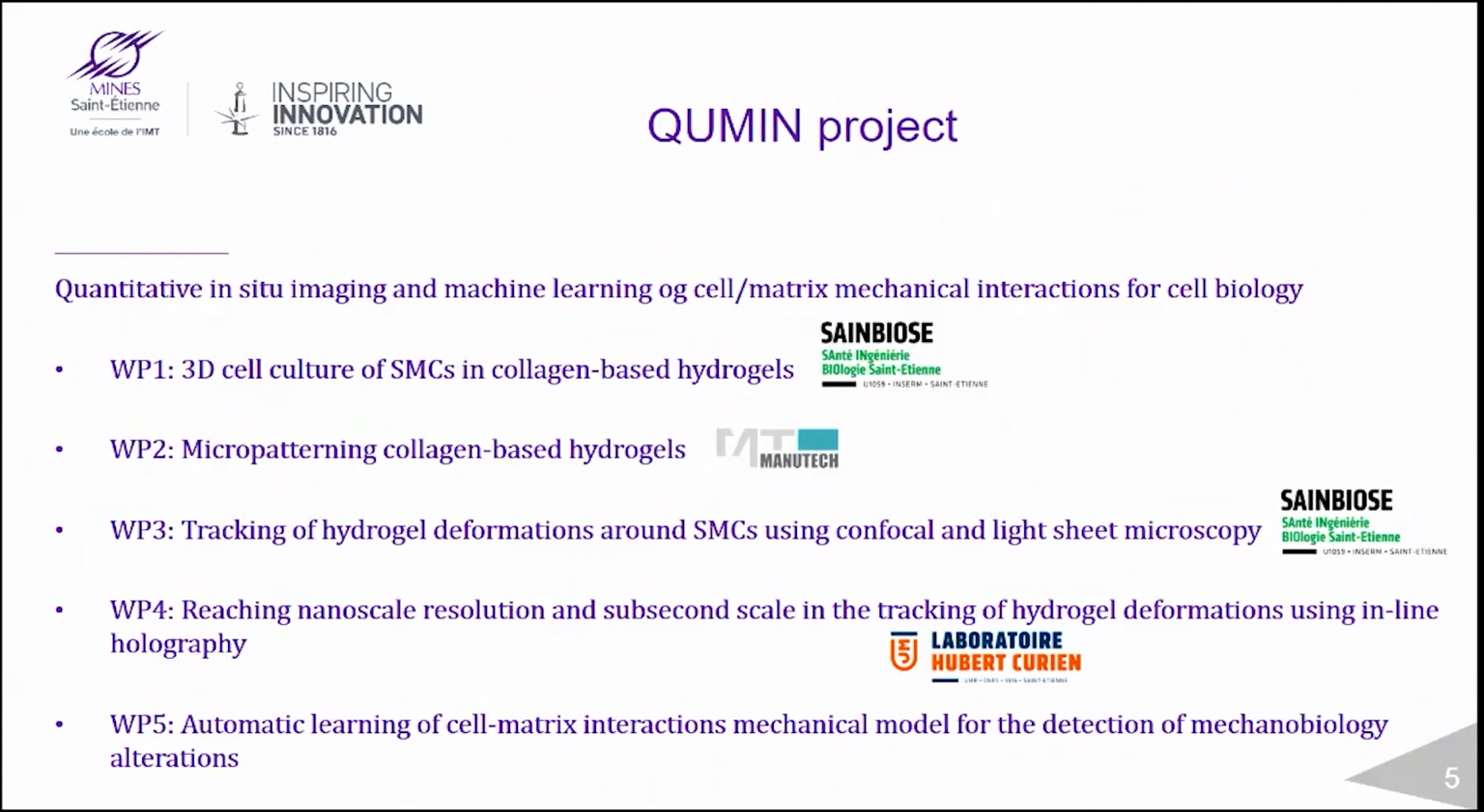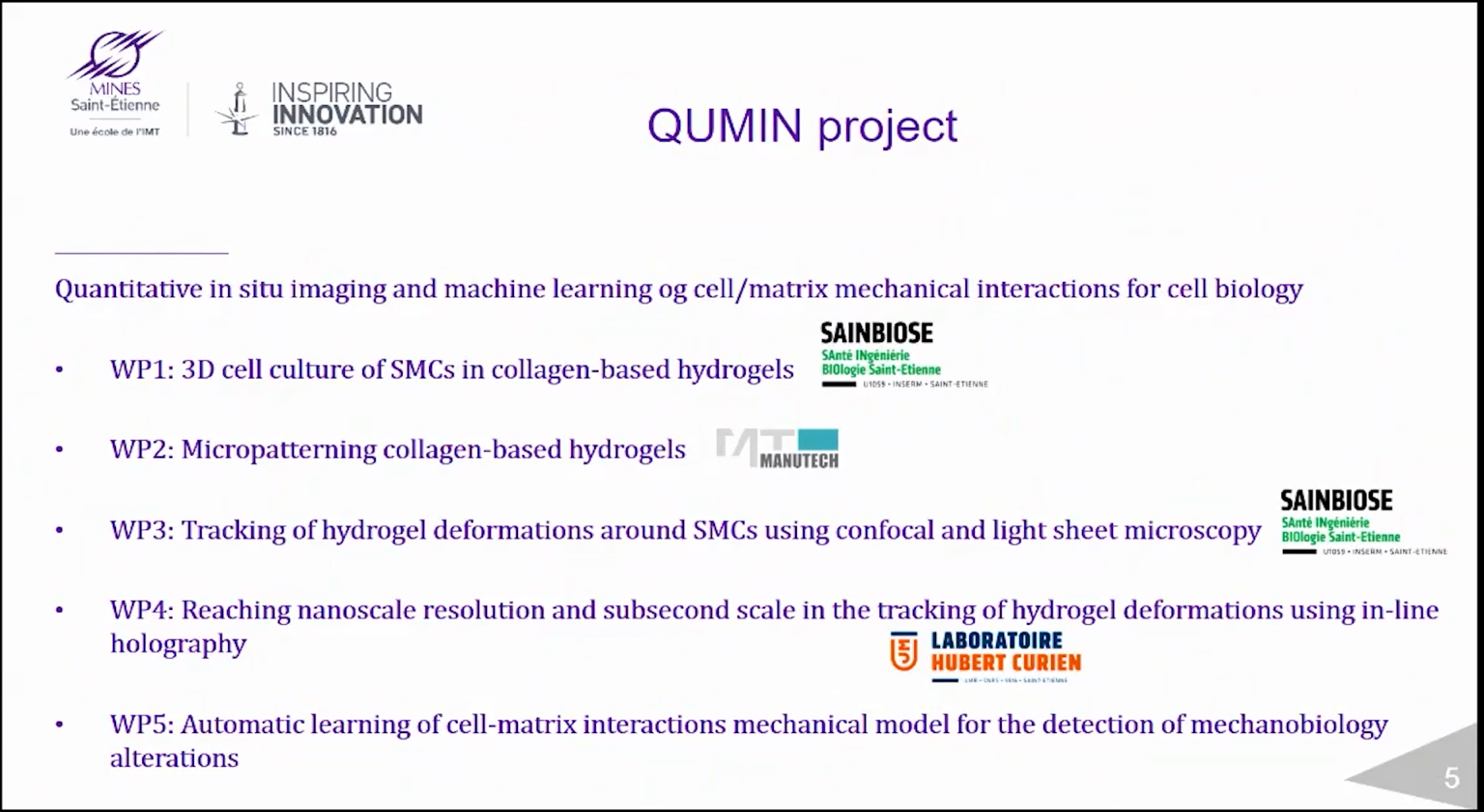But the idea would be to mark the hydrogel itself with the laser, so we don't integrate into the matrix any external element which is not existing in real life. The third axis of the project is then to perform traction force microscopy with confocal and/or light sheet in order to have the average mechanical force applied by the cells.